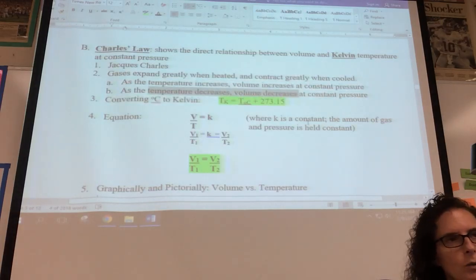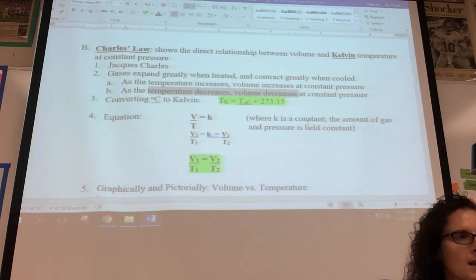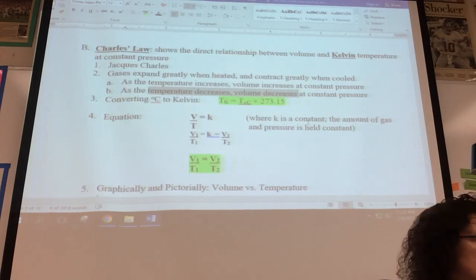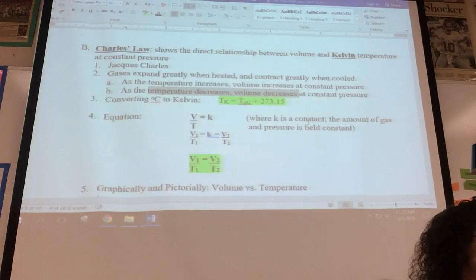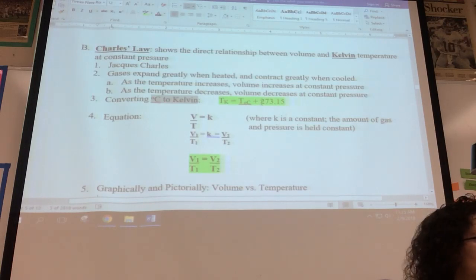And this is exactly what we're going to be doing in the lab. We're going to heat the gas, and then we're going to cool it quickly, and you will see that the volume of the gas decreases with the decrease in temperature. Now, when you want to convert from degrees Celsius to Kelvin, as we mentioned the other day, you simply add 273.15.